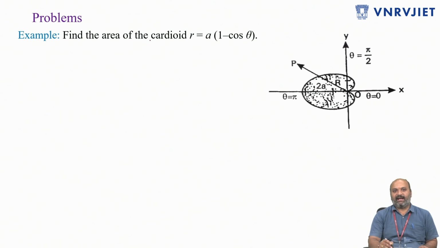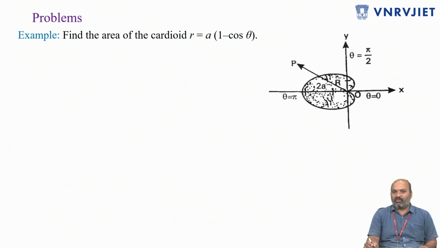Find the area of the cardioid r equals a into 1 minus cos theta. We are familiar with this figure already. r equals a into 1 minus cos theta. So, this is the cardioid. See here, this is the x-axis, y-axis.